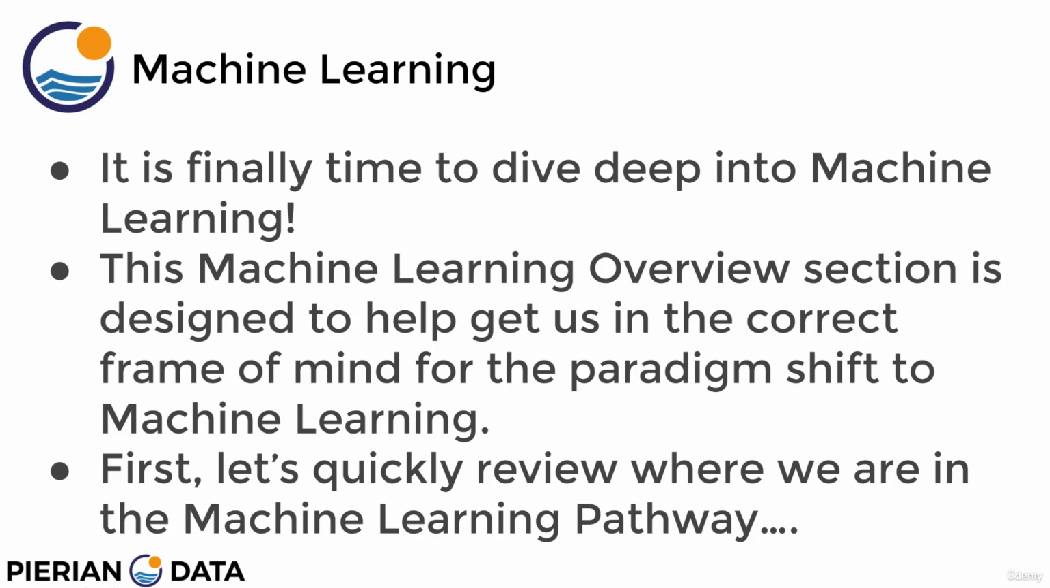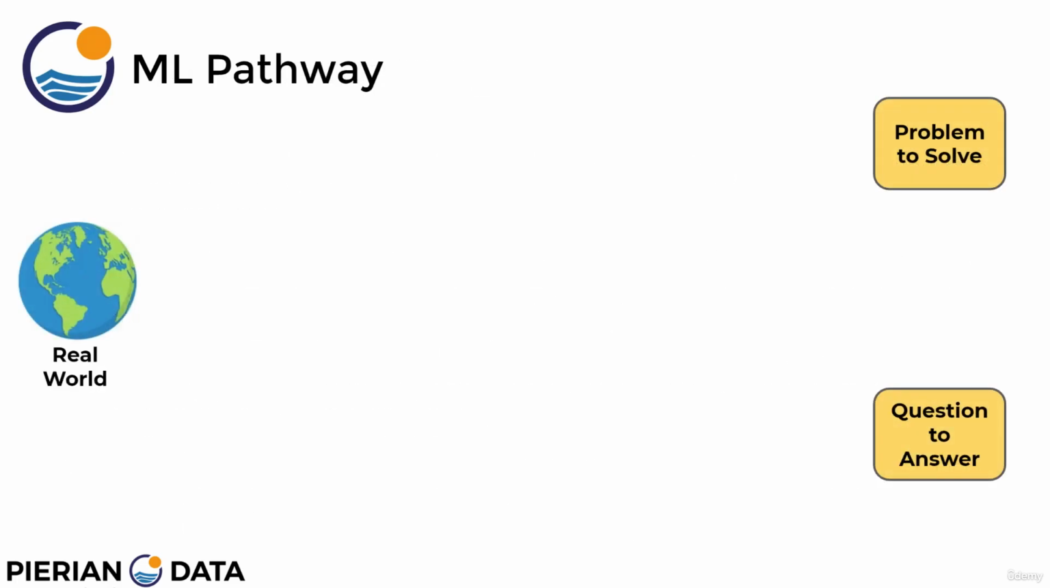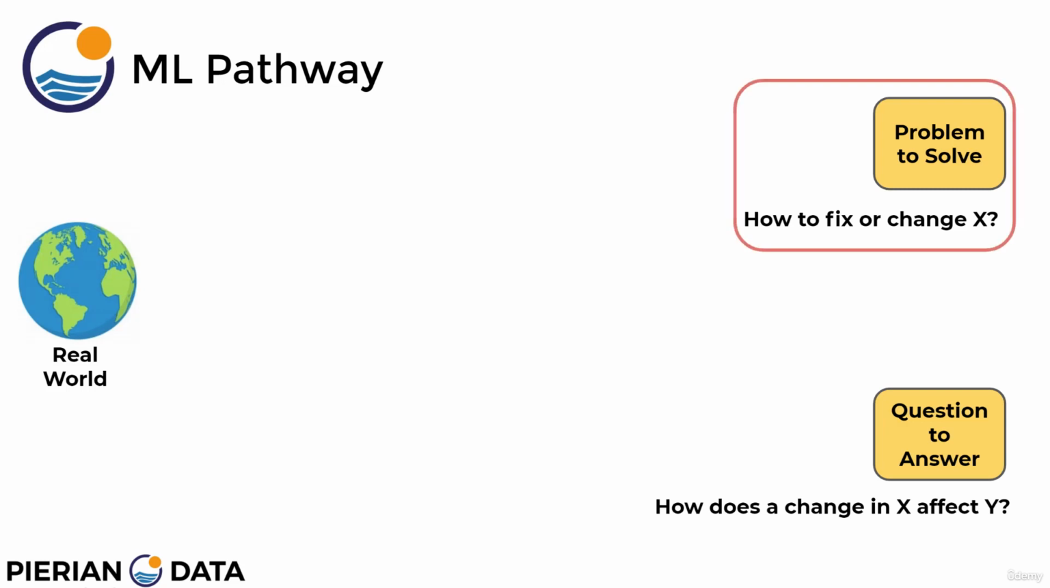So first, let's quickly review where we are in the machine learning pathway we discussed at the very start of the course. Recall that in this pathway, we start from the real world and either we have a problem to solve or a question to answer. So how do I fix or change X, or how does a change in X affect Y? Now we're going to really focus on solving problems. And for this, we're probably going to need machine learning.